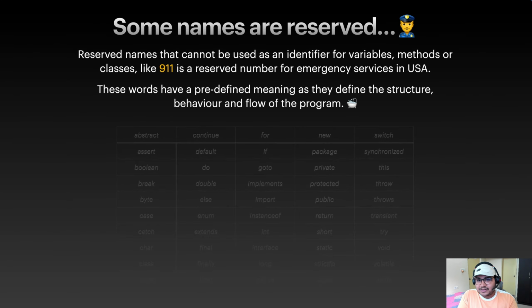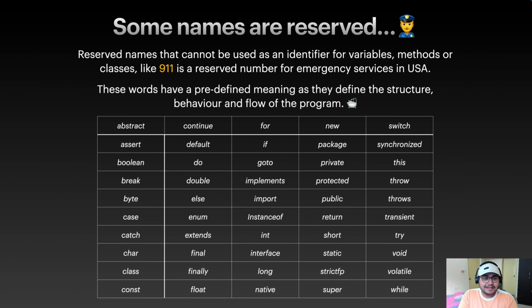Just like certain phone numbers are reserved for special purposes, such as 911 for emergencies in the US of A, or 100 for contacting the police in India, there are also specific names in programming that are reserved for certain purposes. These reserved words are known as keywords, and they have predefined meaning that define the structure, behavior, and flow of a program.